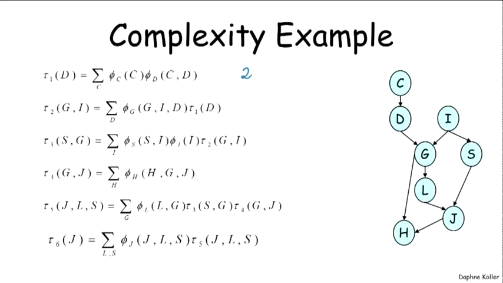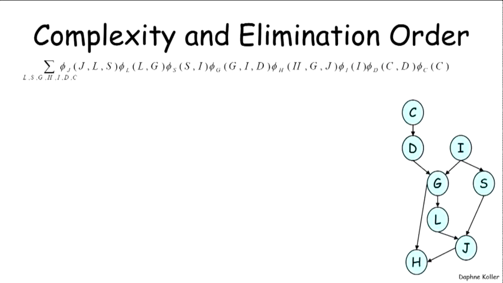This one has 2, this one has 3, G, I, and D. This one has 3, S, G, and I. This one has 3, H, G, and J. This one has 4, L, G, S, and J. And this one has 3, J, L, and S. And so the size of the largest factor is this one that has 4 variables in it. And that is what's going to, in general, drive the complexity of the algorithm. Not in an example as simple as this, but in more realistic examples.